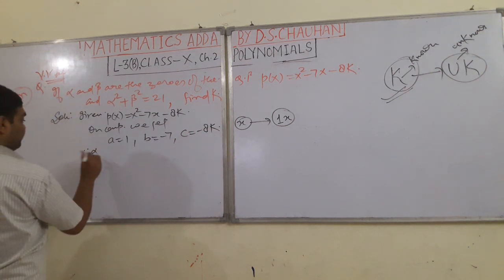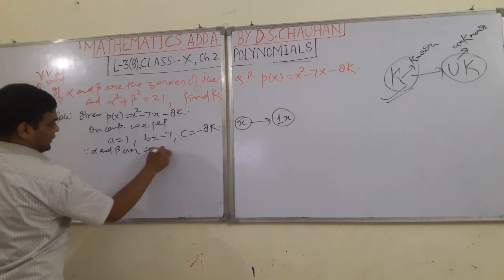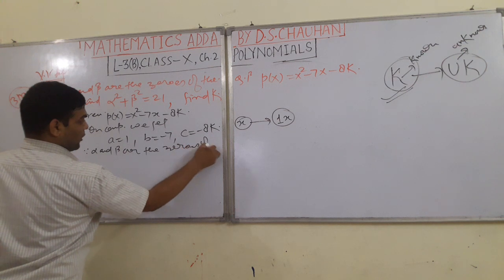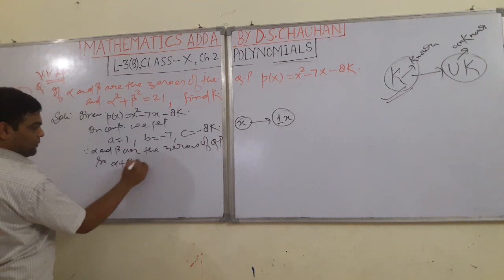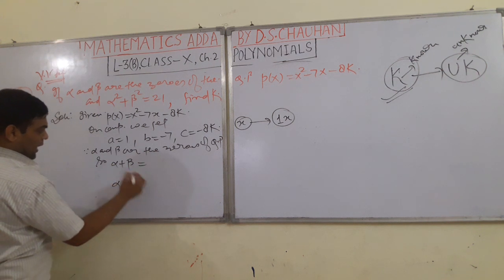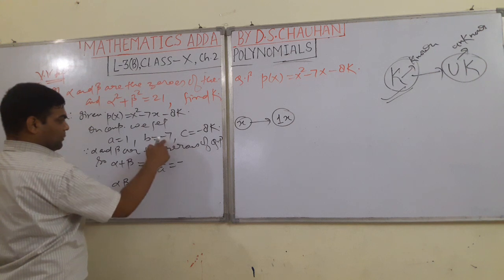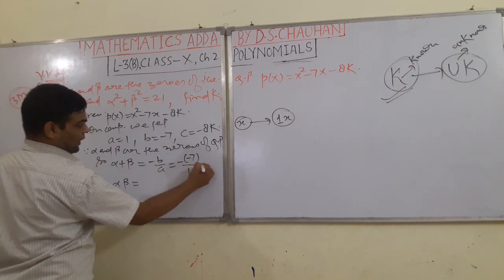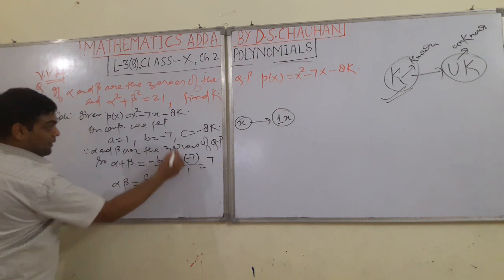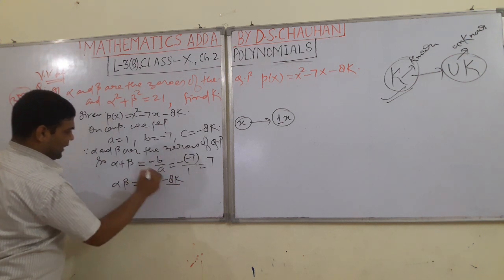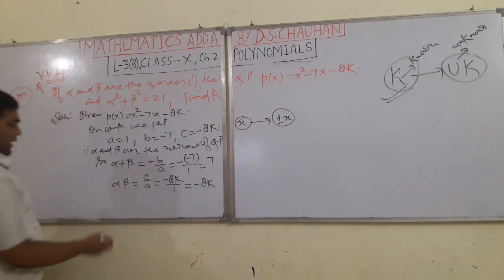Since alpha and beta are the zeros of the quadratic polynomial, we know the formula to find alpha plus beta and alpha beta. Alpha plus beta is minus b upon a. Minus b is minus 7, a is 1. So this becomes 7. Alpha beta is c upon a. c is minus 8k upon a, which is 1. So finally we have minus 8k.